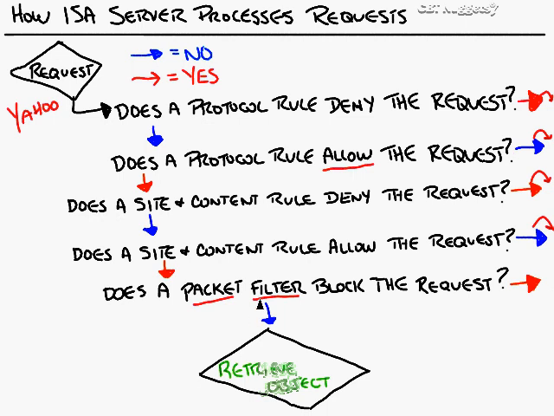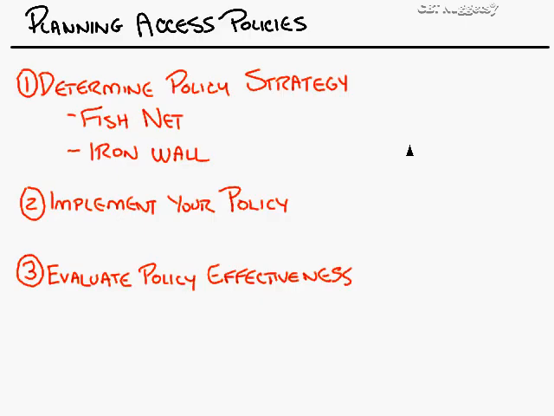Now notice that the packet filter does not have to have an explicit allow. That's just because it's kind of like the lowest level, the bottom, final attempt to block requests. So a little different logic than what Microsoft usually uses in their access control, but that's good because with internet access, you can't be too safe. Keeping the method that ISA server uses to process requests in mind, you now can plan your policy strategy.